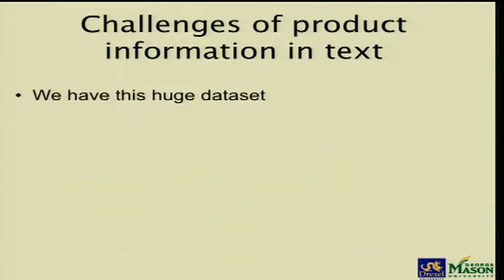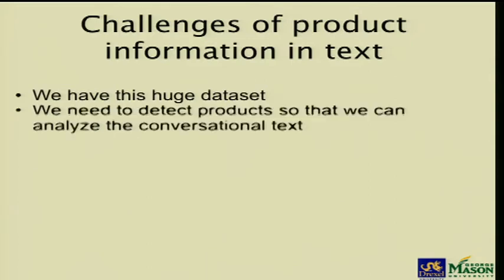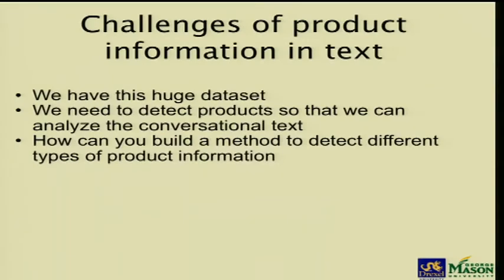And why would product information cause challenges in our text? We have this huge data set, and there are a lot of different types of product information and different products. We want to separate these products because we want to analyze the conversational part. That's where the user actually puts their linguistic style, and that's how we can profile members better. And we need a method to detect all these different products.